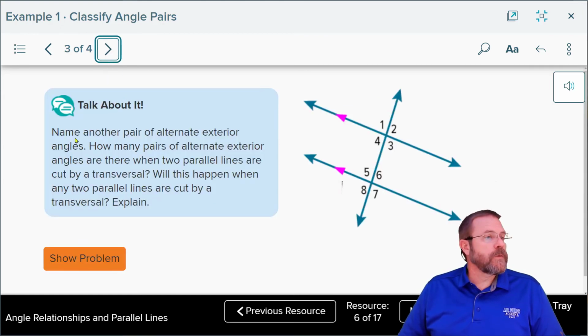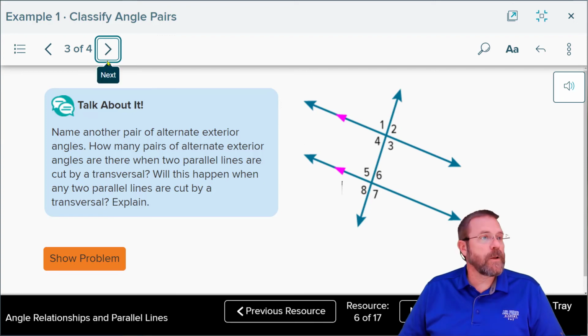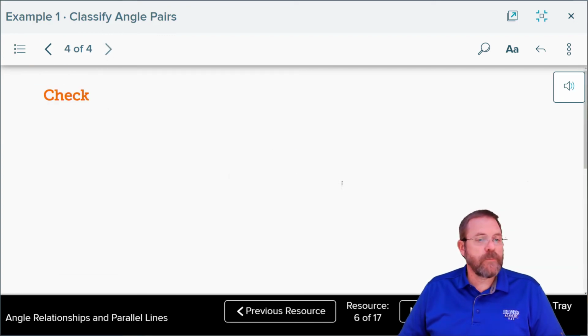Now it says, name another pair of alternate exterior angles. Well, that would be angle 2 and angle 8. Those are also going to be alternate exterior angles, and that's going to be it for that.